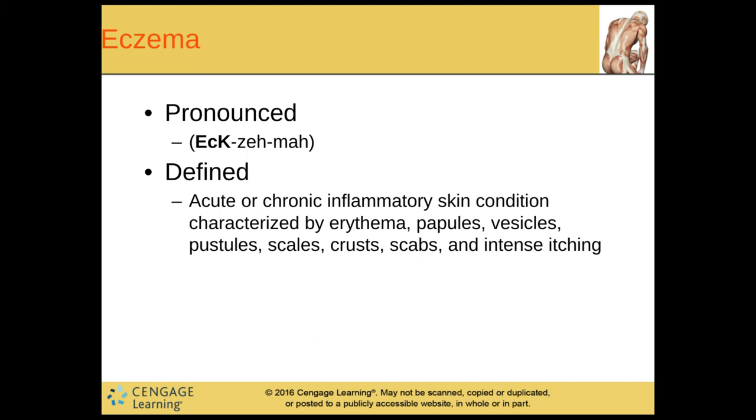Okay, so that's acute or chronic, so something that happens pretty rapidly, or chronic, meaning it happens over a longer period of time. Inflammatory skin condition. It's characterized by erythema, papules, vesicles, pustules, scales, crusts, scabs, and intense itching. Eczema sucks, just FYI. But there's lots of great little creams out there, steroid creams that you can use.